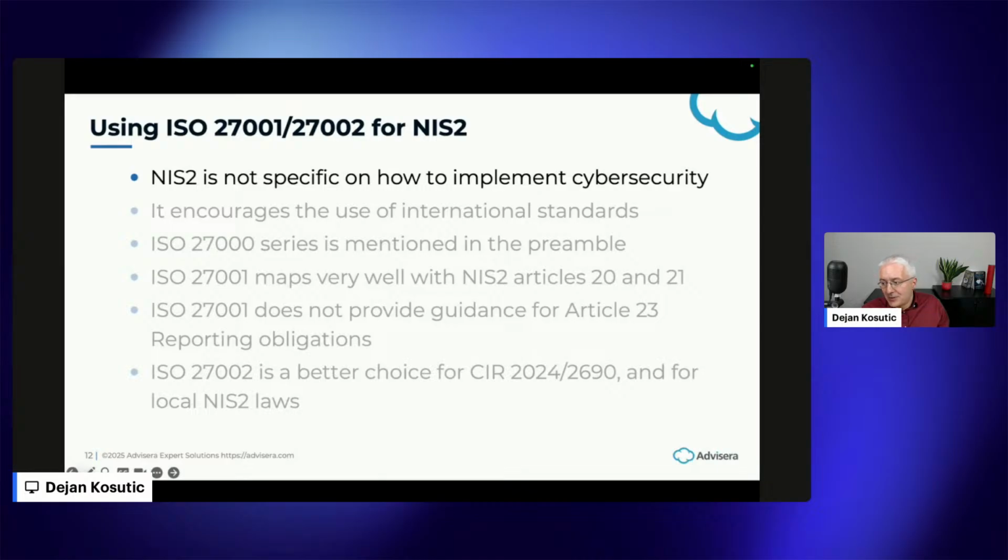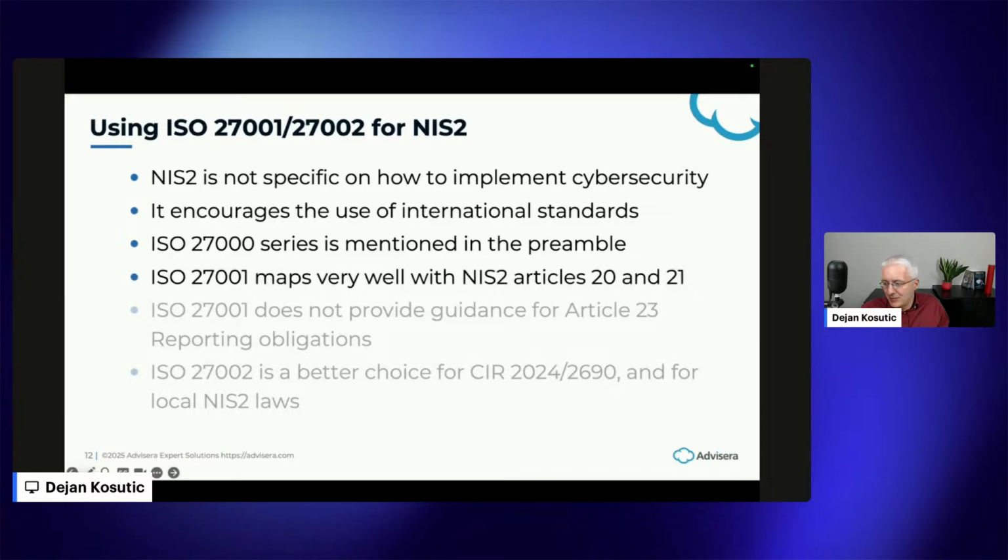All right, now let's move on to how you can actually use 27001 and 27002 for NIS2. So first of all, as you've seen, NIS2 is not specific on how to implement cybersecurity. It encourages the use of international standards. It does mention the 27000 series in the preamble, but not in the main part of the directive. And it does map very well with Articles 20 and 21. If you remember Articles 20 and 21, they are generic, but ISO 27001 very nicely, I would say, helps you with the implementation of these.